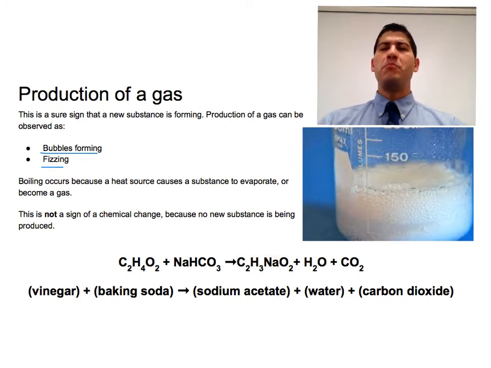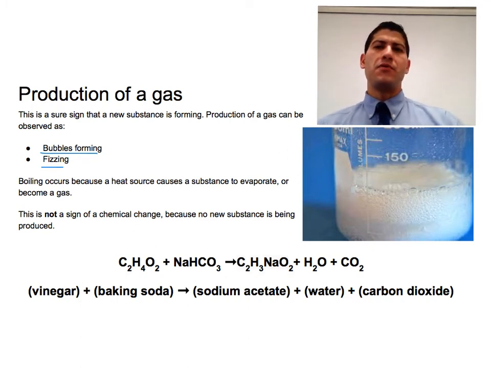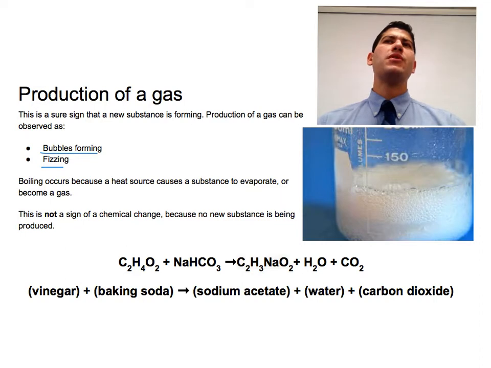Now, don't mistake boiling as a chemical reaction. It's not the production of a gas. So boiling is not a chemical reaction. It's the result of heating a substance so that it evaporates.